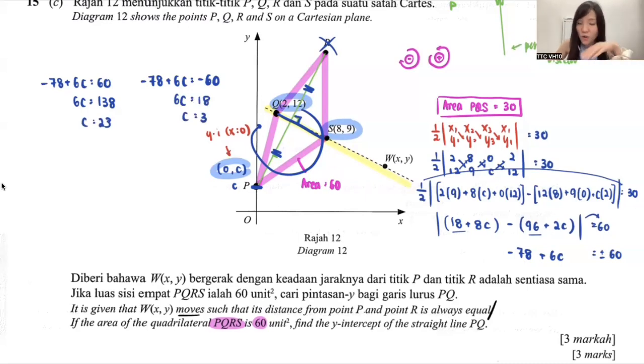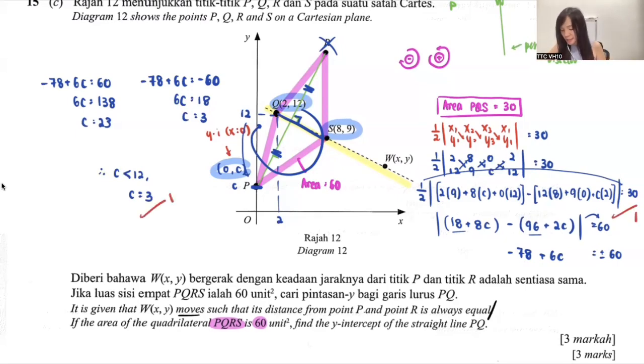Of course, it's 3. Why? Because this X value is 2 here. This Y value is 12 here. You are below 12. How is it possible you are 23, my dear? So isn't it your answer C must be below 12. Therefore, your C answer should be 3. So remember, this part is worth 1 mark. Getting this answer is worth 1 mark.